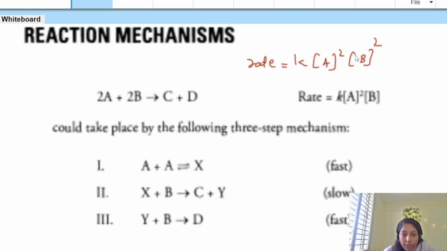But you can write it only when the elementary reaction is there. If you have the elementary reaction, you can do like that. What do I mean by elementary reaction? Yes, the step by step reaction.